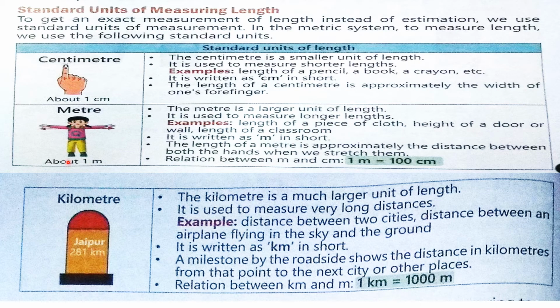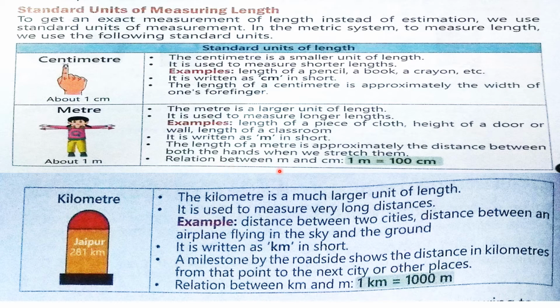In meters. When we see the length of a meter approximately, it is the distance between both the hands when we stretch them. As you can see, when we stretch this hand, this is called about 1 meter. Not 1 meter, about 1 meter.